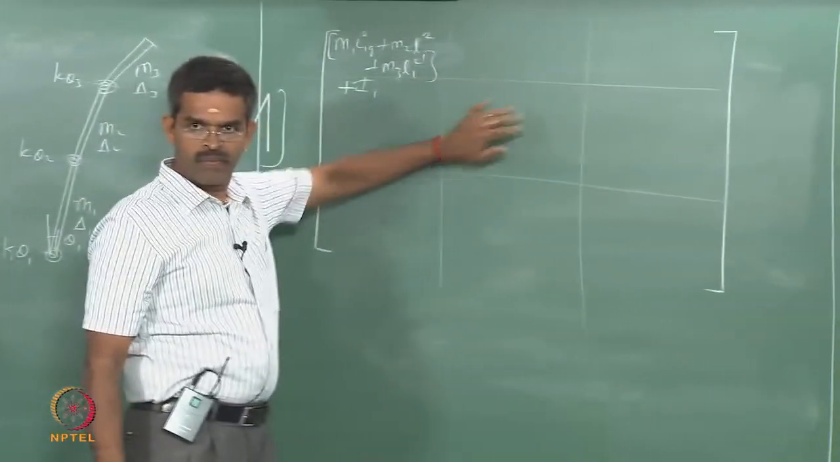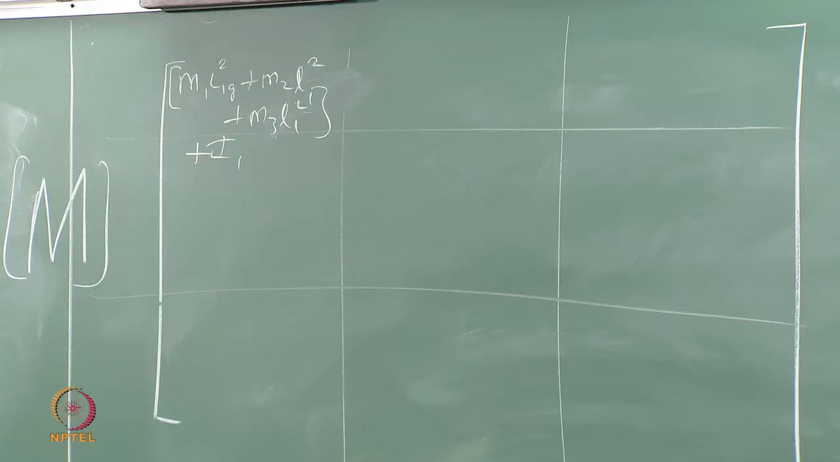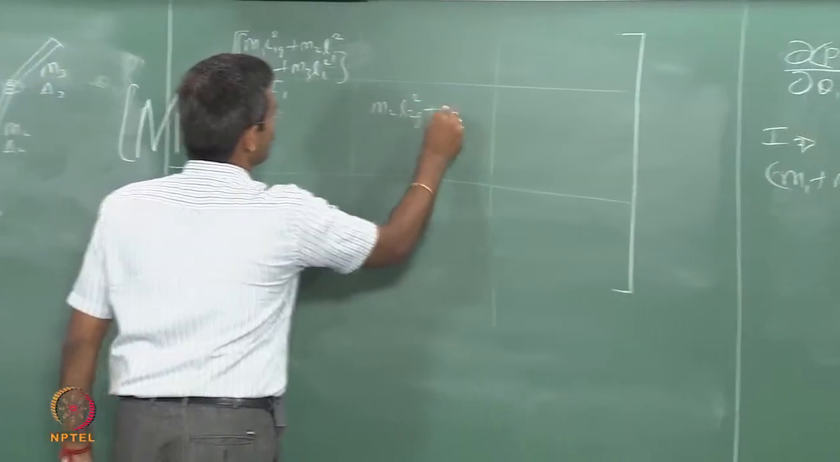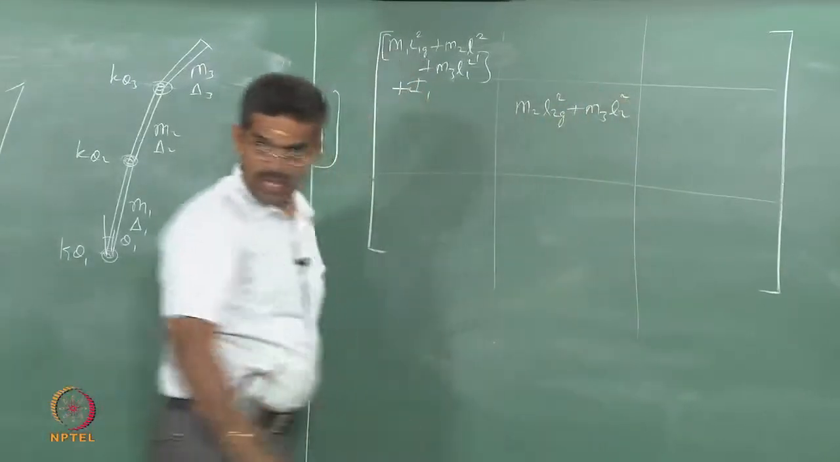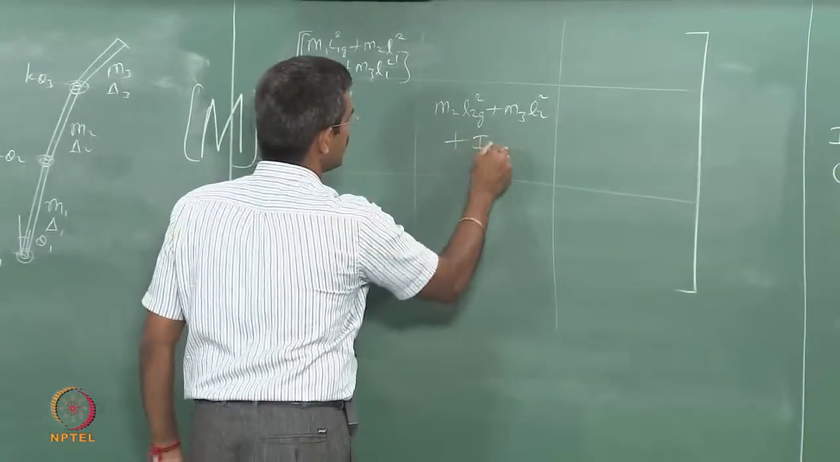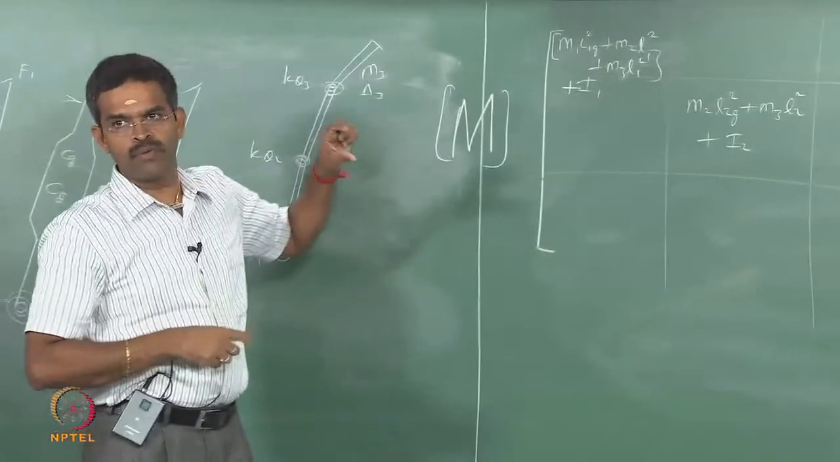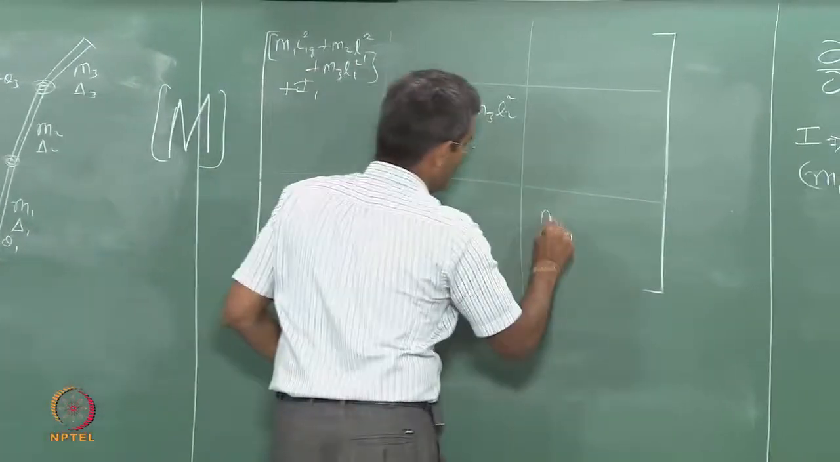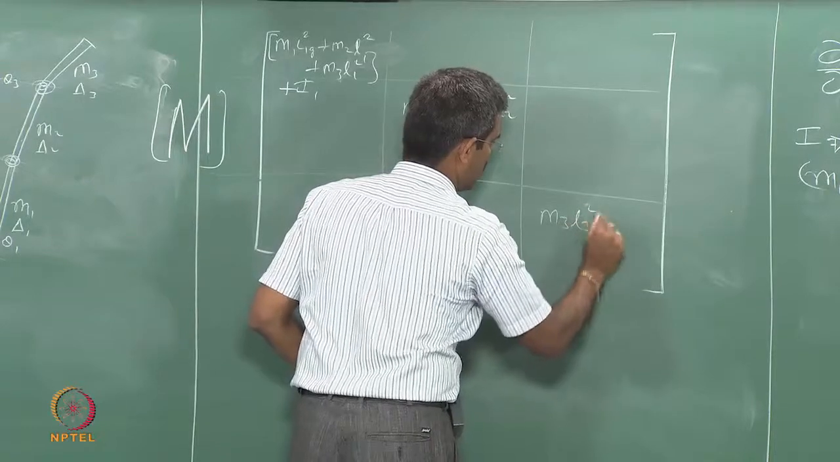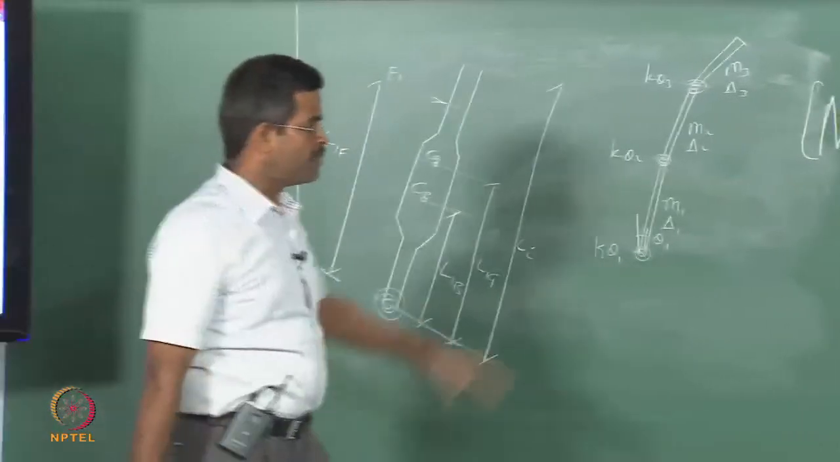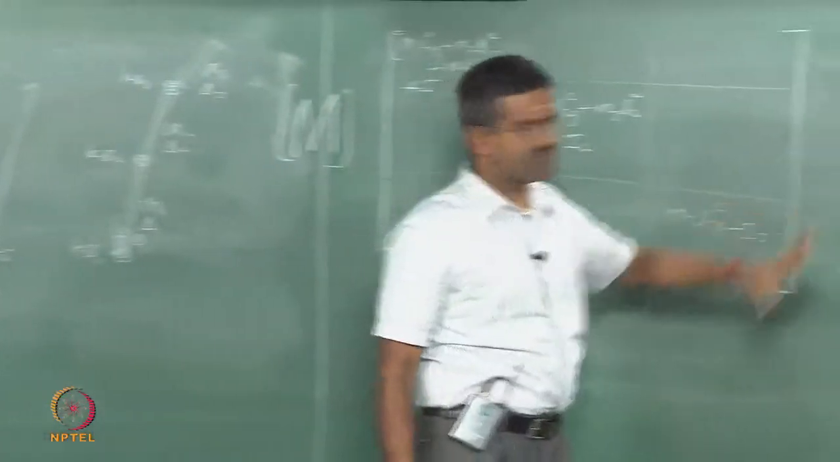Similarly, can I fill up this? So I should say M2 L2G square plus M3 L2 square plus I2, where I2 is the moment of inertia of the second member. If I want to do this, this will be M3 L3G square plus I3, okay. I have borrowed this exactly from this.